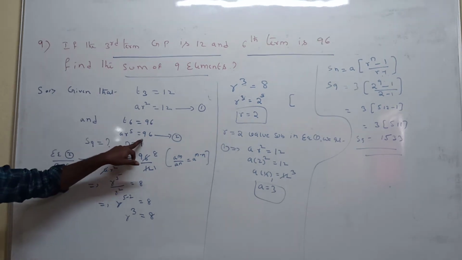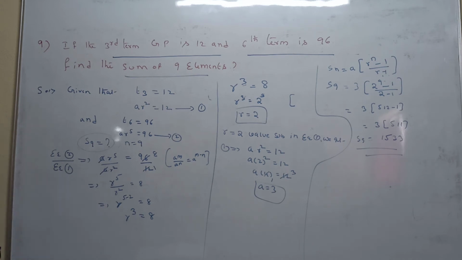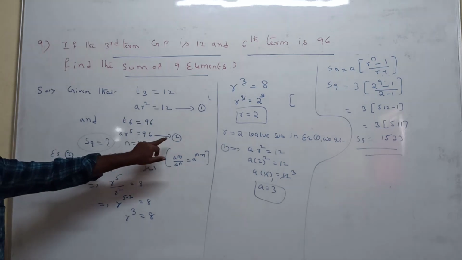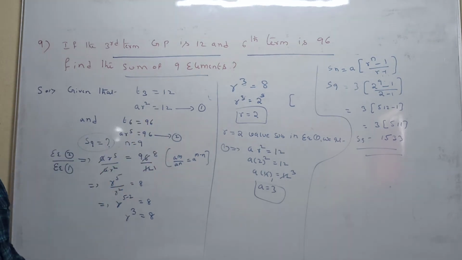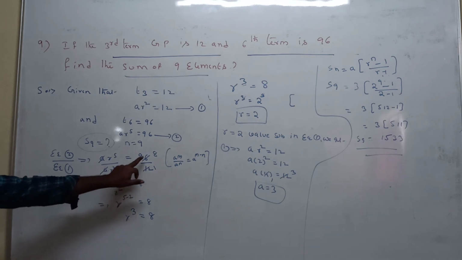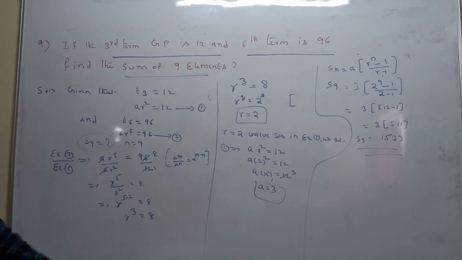So we need to calculate the sum of 9 elements. If you don't know the a value and r value, you have to calculate them first. How to find the a value and r value? Solve equations 2 and 1, dividing equation 2 by 1. So a cancels, r to the power of 5 minus 2 is equal to 8. 5 minus 2 is 3. So r cube is equal to 8.